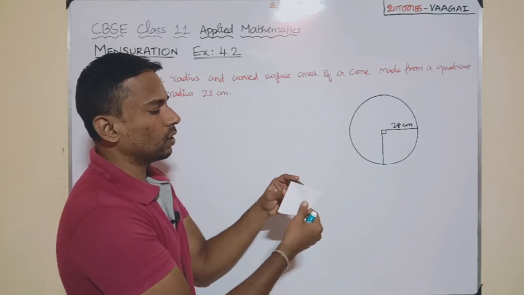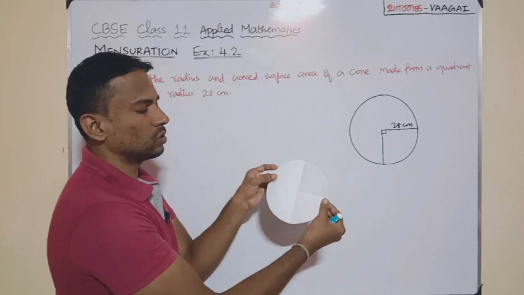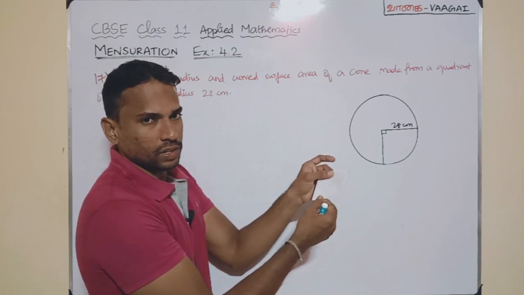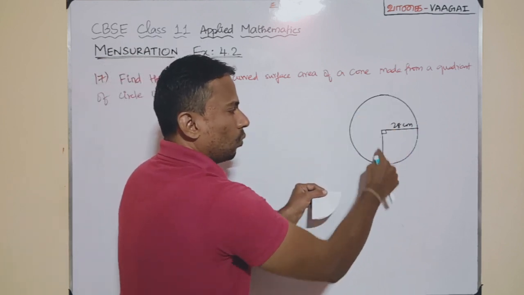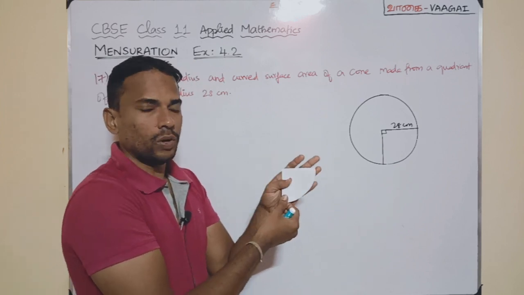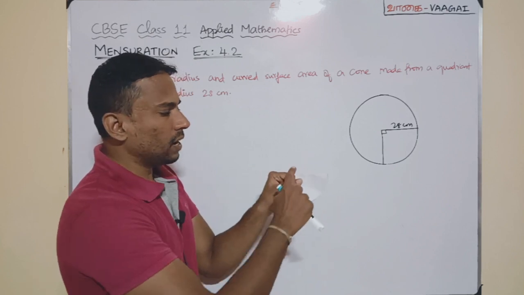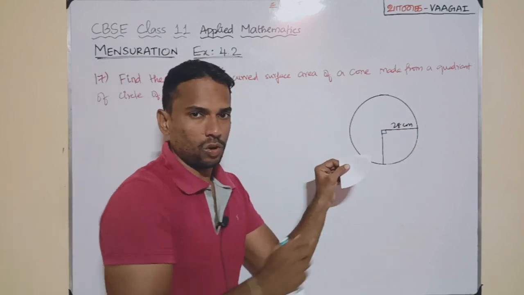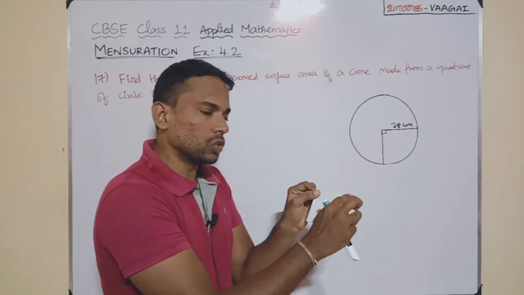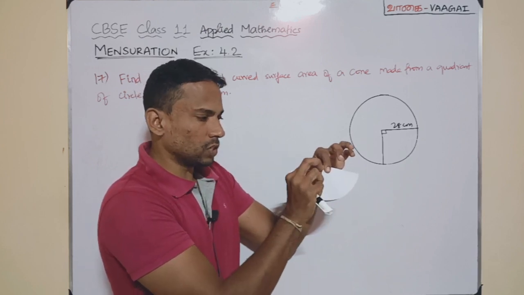If I open it, you will get a full circle. I'll open it and show you. Yes, this is a full circle, and I'm just forming a quadrant here, the quarter portion of the circle, only this part. Now what you are going to do is form a cone from this quadrant of the circle. Remember the radius of this circle is 28 centimeter. I mean this quadrant also, the radius is going to be 28 centimeter. So that means this measure is 28 and this measure is also 28.